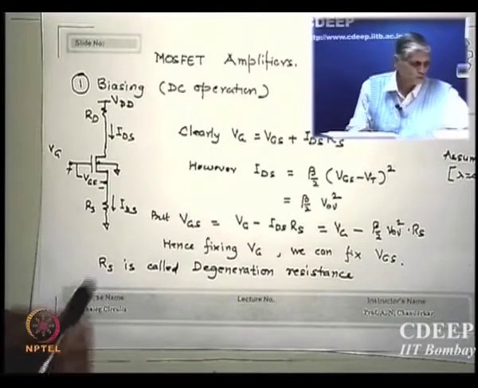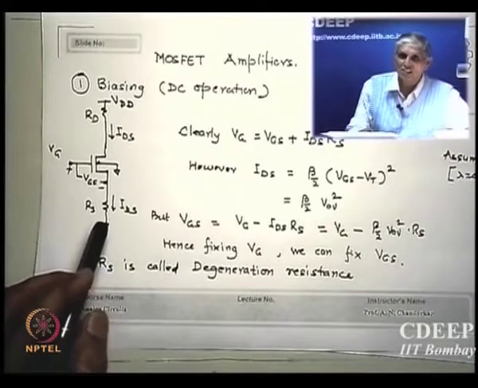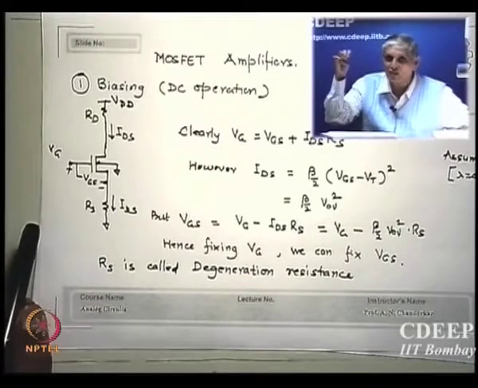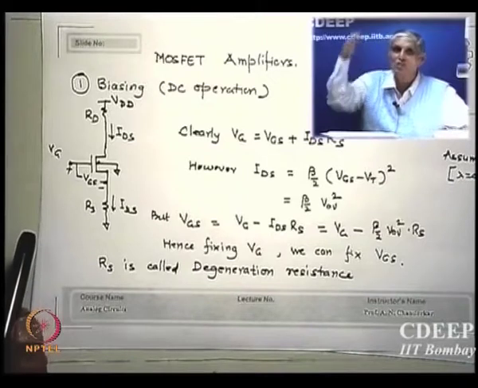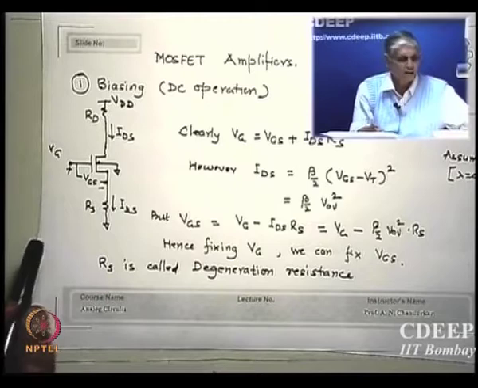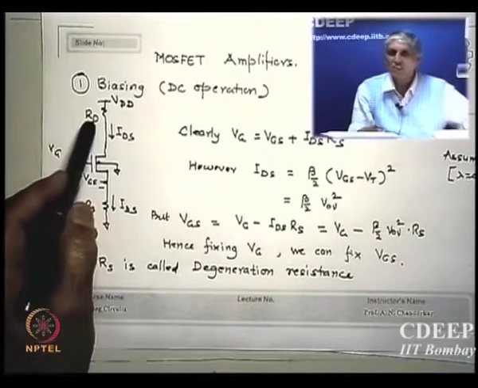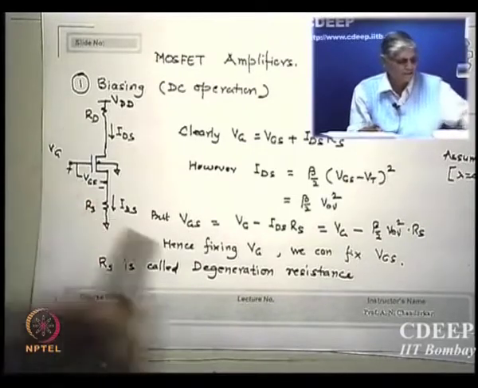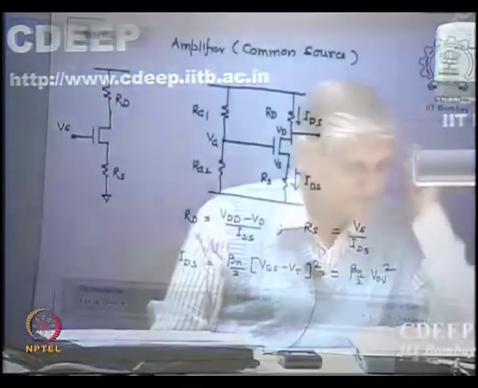That is source resistance, which is extra. This is not the RS value which is the source resistance of the device. This is the externally put resistance, which is RS. This is the externally put drain resistance, RD. Now why am I showing you this? The way I will now start biasing is this.